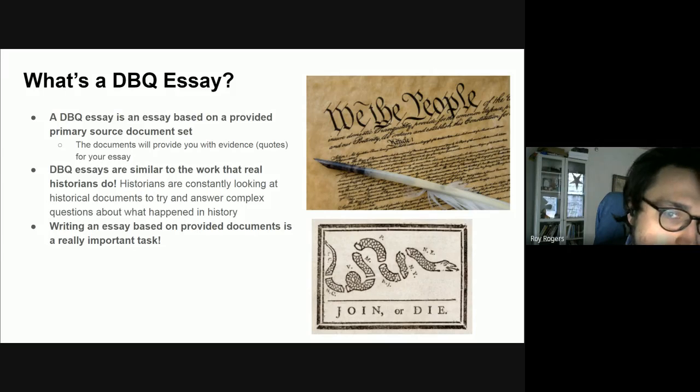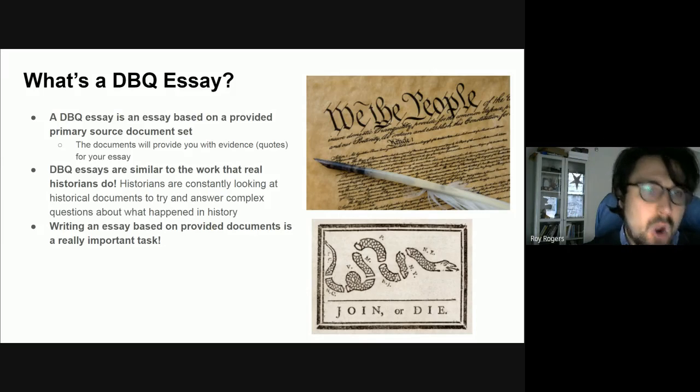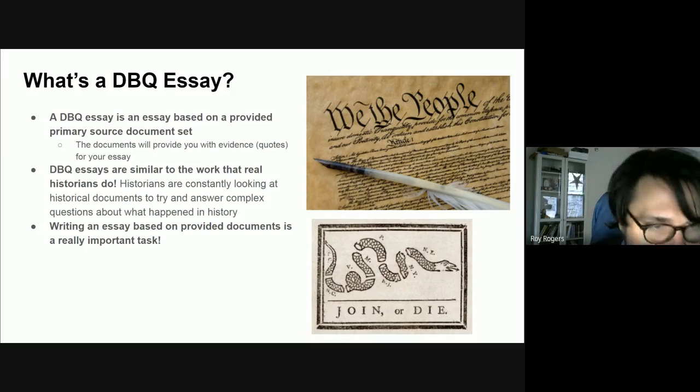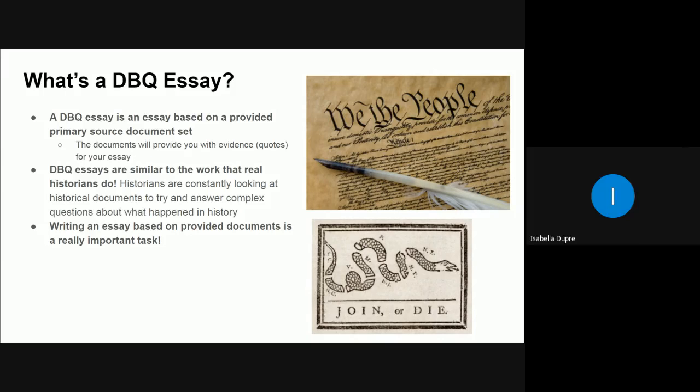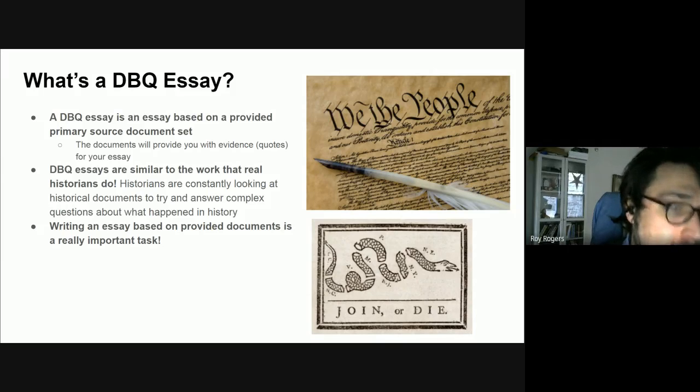Okay, so you're going to be looking at the primary source document set. So actual letters, articles like newspaper stories, descriptions that people wrote in their journals and diaries about what was going on in that time period. All right. And you're going to be using those documents to answer a question about the American founding. And being able to do this is extremely important.